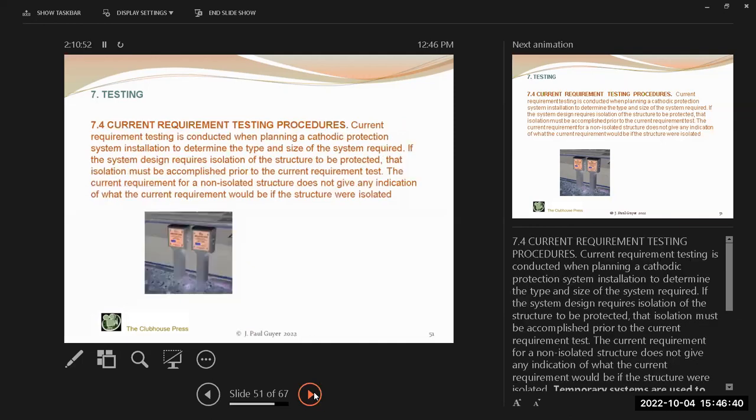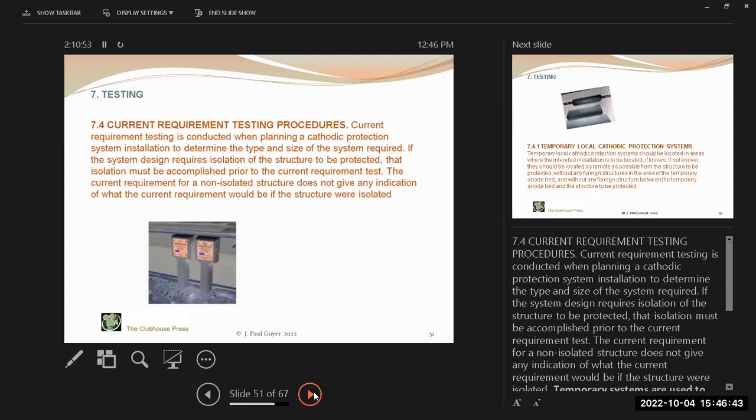With regard to current requirement testing procedures, current requirement testing is conducted when planning a cathodic protection system installation to determine the type and size of the system required. If the system design requires isolation of the structure to be protected, that isolation must be accomplished prior to the current requirement test. The current requirement for a non-isolated structure does not give any indication of what the current requirement would be if the structure were isolated.